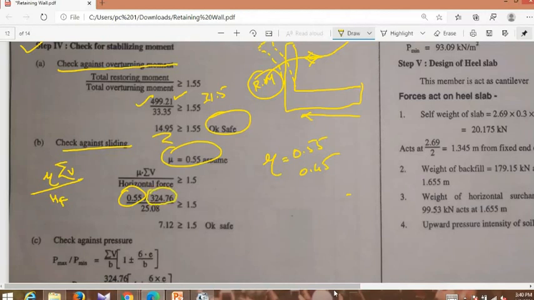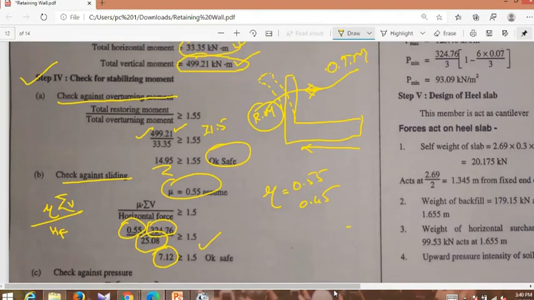Total vertical forces we have 324.76, and horizontal force how much we have, 25.08. On simplification, how much we have got? That is 7.12, which is obviously greater than 1.5. Hence, the retaining wall is safe against sliding. Okay, and here also it is safe against the overturning moment.